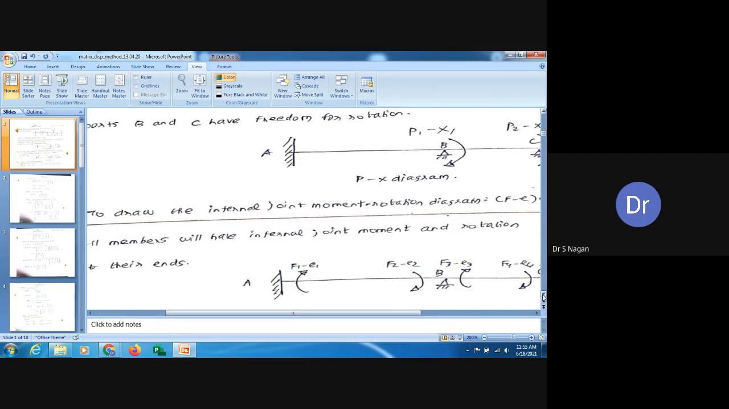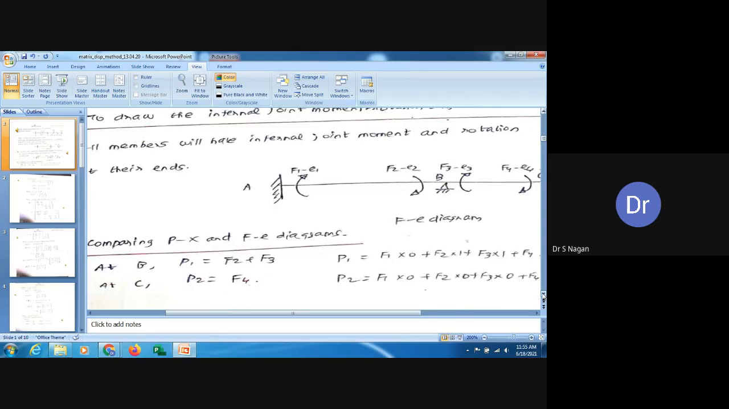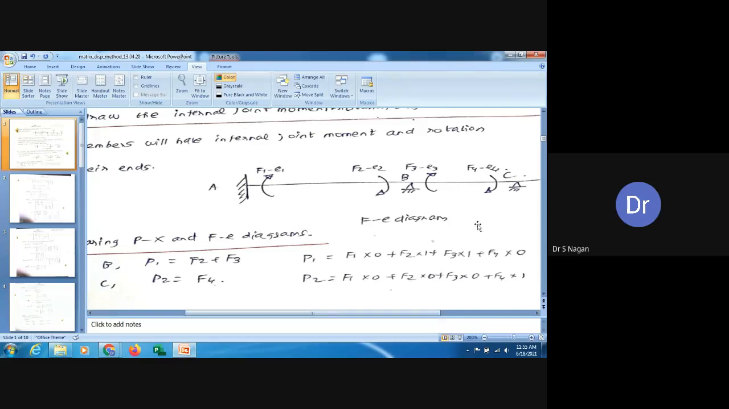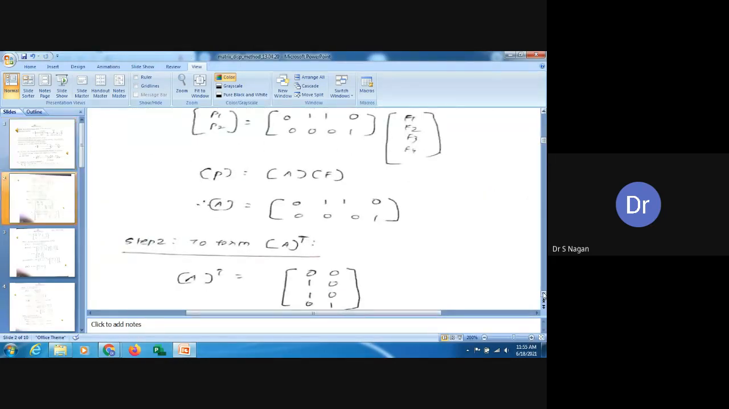Please see, P1 equal to F2 plus F3 and P2 equal to F4. So we are expressing that as P1 equal to F1 into 0 plus F2 into 1 plus F3 into 1 plus F4 into 0. P2 equal to F1 into 0 plus F2 into 0 plus F3 into 0 plus F4 into 1. So we can form P1, P2 equal to 0, 1, 1, 0, 0, 0, 0, 1. Therefore, you can get the A matrix. Then form the A transpose. For the A matrix, there is no change. A transpose we can easily form.